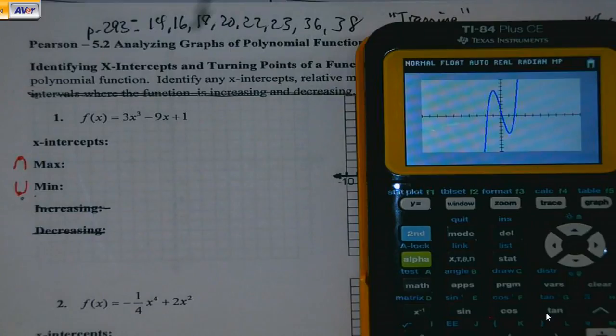But how do I get this graph where it's accurate? So that's a good question. What we're going to do is we're going to find some points to make it so it's accurate. So here's how this is going to work. When we're looking for an x-intercept, we're going to start trapping stuff.